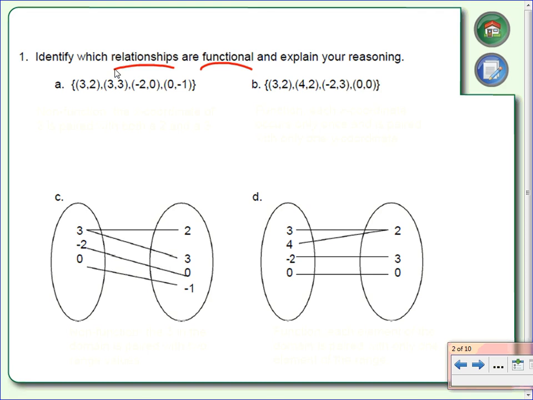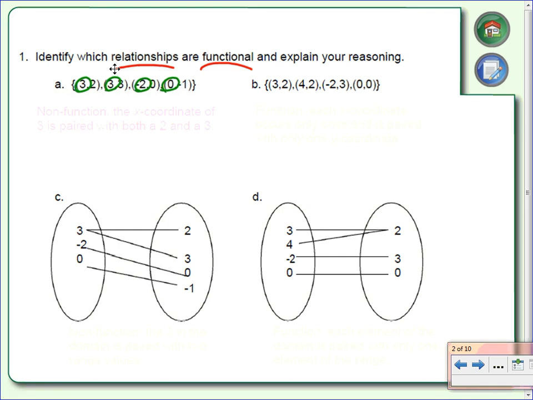If we look at part A here, we have a set of ordered pairs. We call this a relation. What I want you to do is circle all of the x's. What we're going to do is see if any of those x's repeat. Yes. What repeats? 3. And because that 3 repeats, this is not a function.